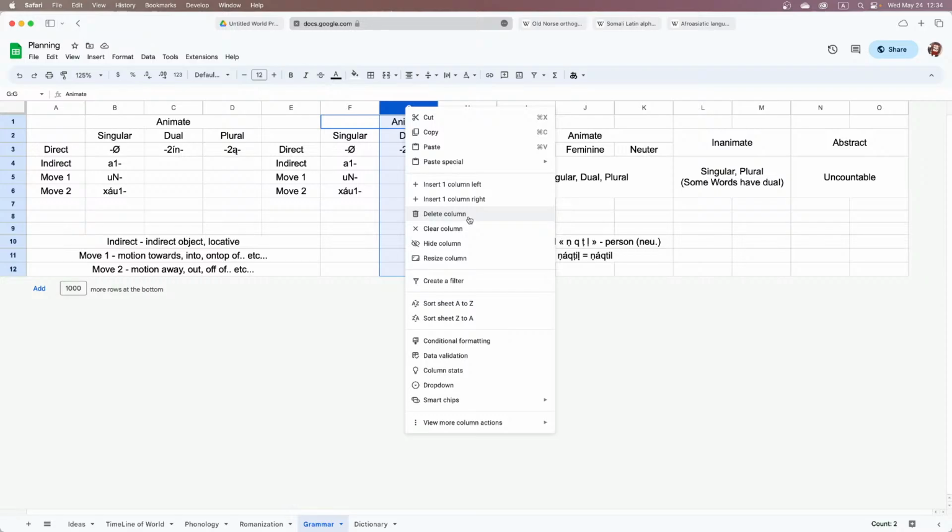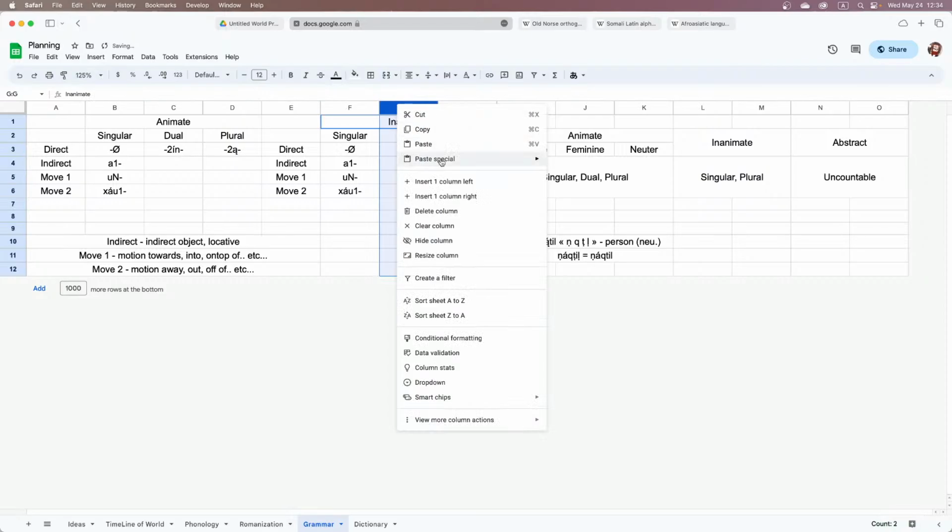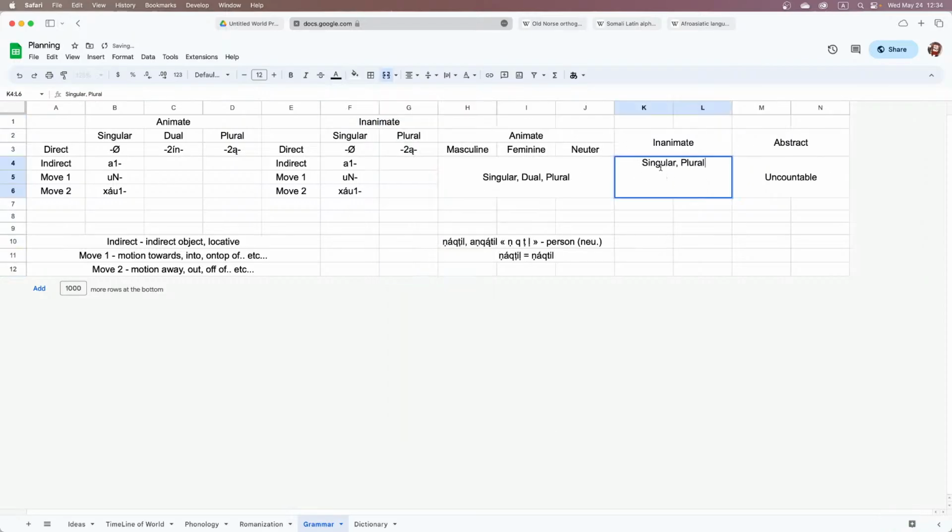Yes, definitely. Okay, so animate. That's the animate distinctions. Now for the inanimate forms. I think maybe it's just a singular plural distinction. Or it could be a collective singulative distinction for inanimate objects.